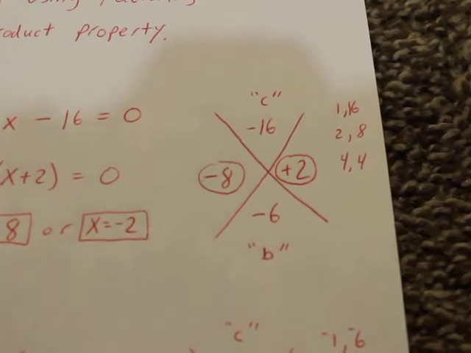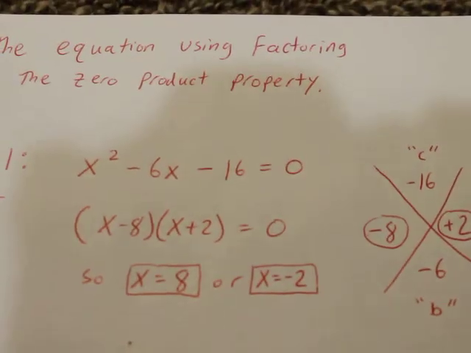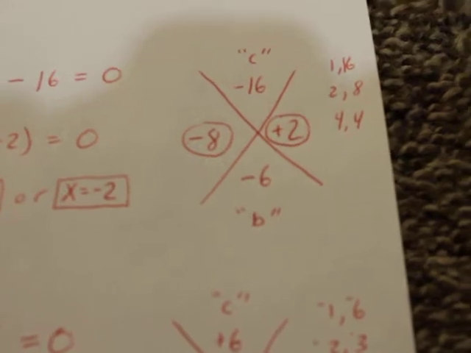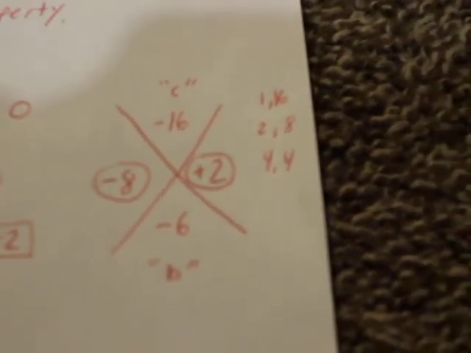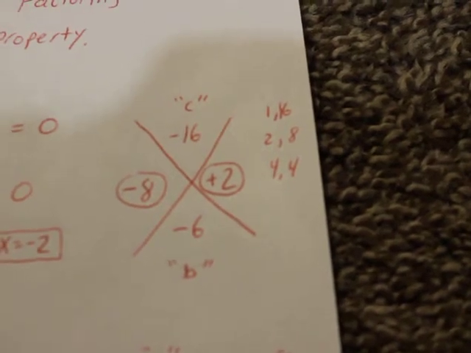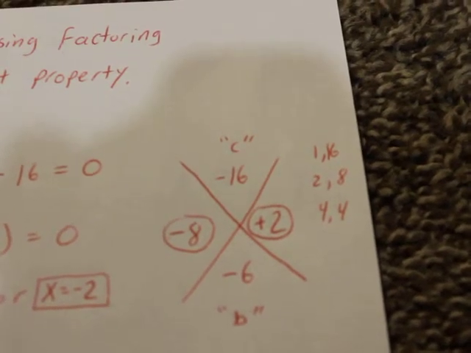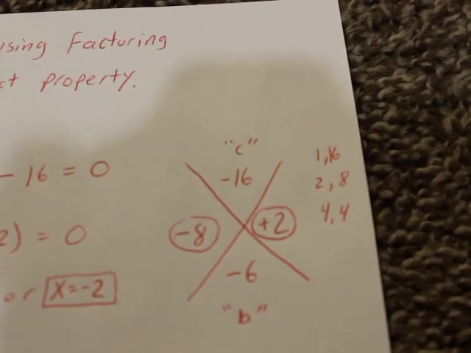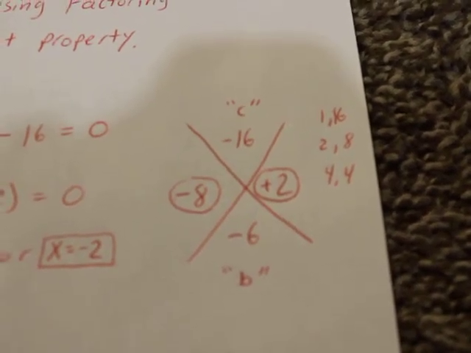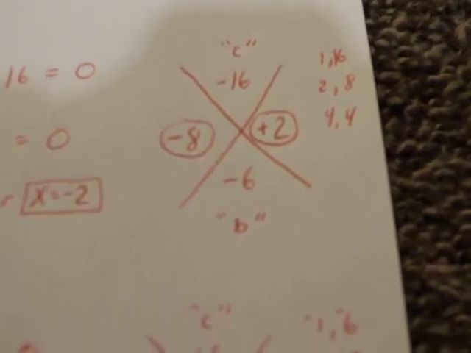So you'll see I just make an x. I put the c value at the top of the x, which is negative 16 in this case. I put the b value in the bottom of the x, which is negative 6. And then off to the side, I write the factors of 16, which are 1 and 16, 2 and 8, 4 and 4. Because it's negative, we need factors that have opposite signs, because they have to multiply to give you negative 16. And if I choose 8 and 2, and make the 8 negative and the 2 positive, that will add to give me the b value.